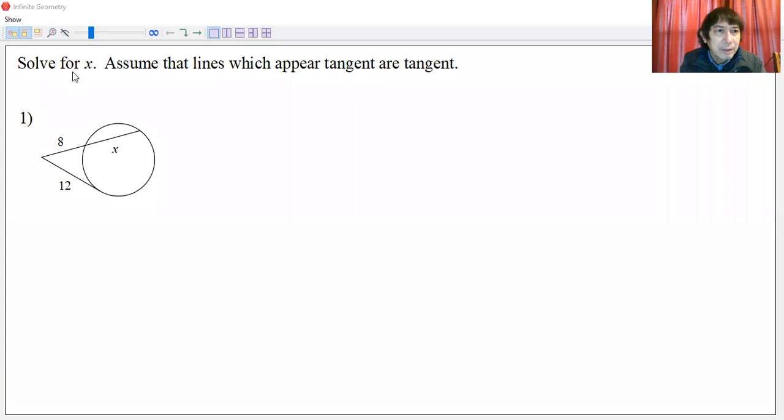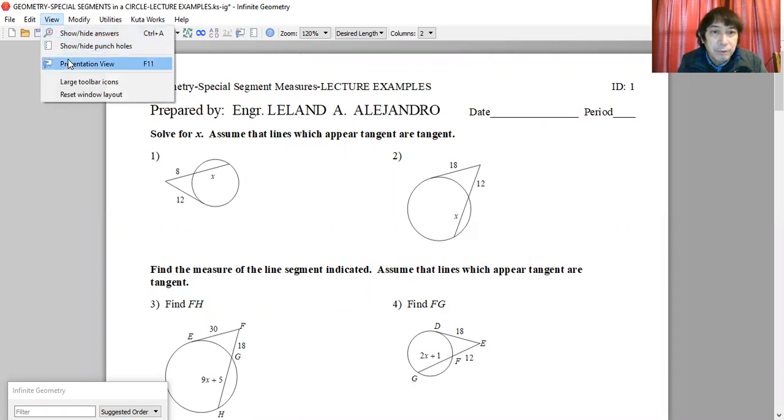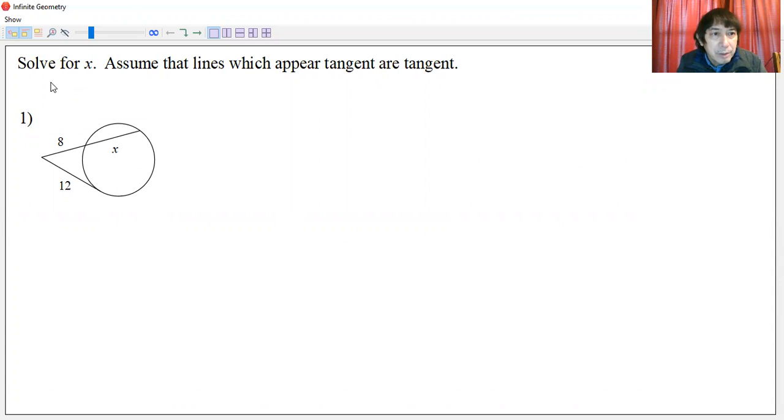Let us see the worksheet for these special segments. Let us make use of the whole page first. This is the special segment measures lecture examples, and this will involve a circle and a combination of segments, which will be either tangents, secants, or chords. Let us start with the first problem using the presentation view. Here is: solve for x. Assume the lines which appear tangent are tangent.